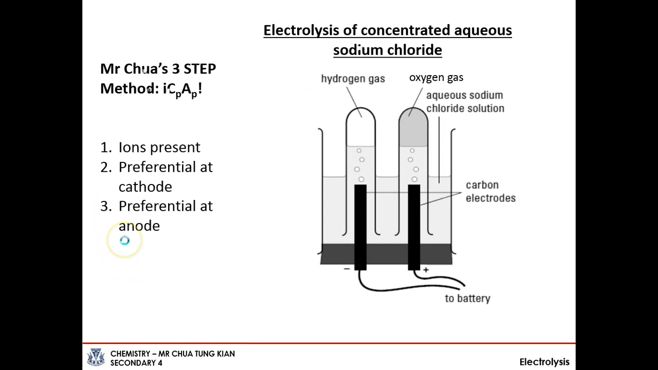As this increases, it affects what products are formed during electrolysis. So let's take a look. Now, after some time, it will be the electrolysis of concentrated aqueous sodium chloride, or what we can call brine. So the analysis is still the same: ions, cation, anode, and then overall.